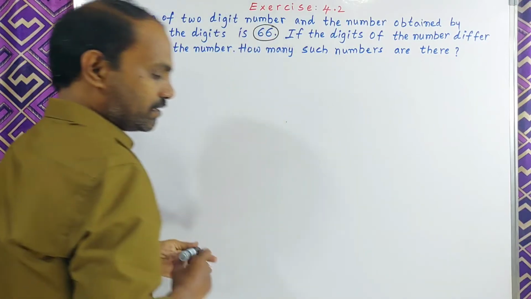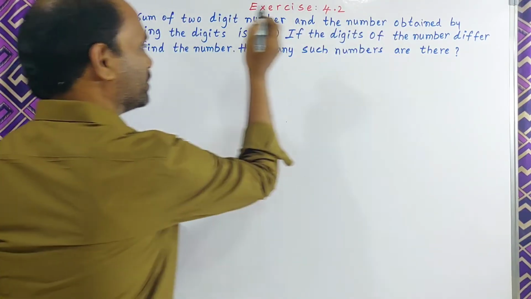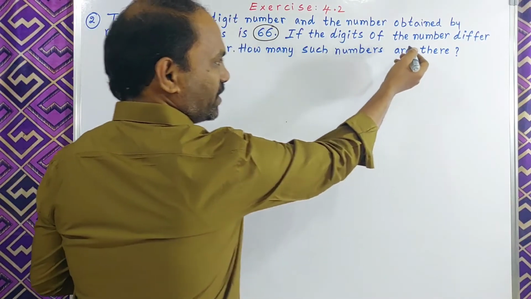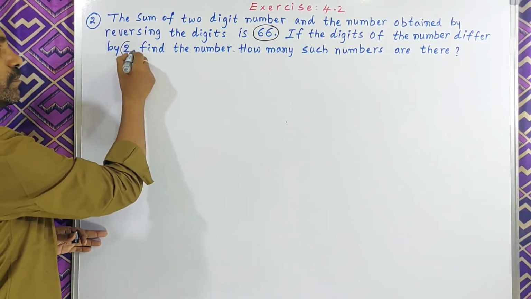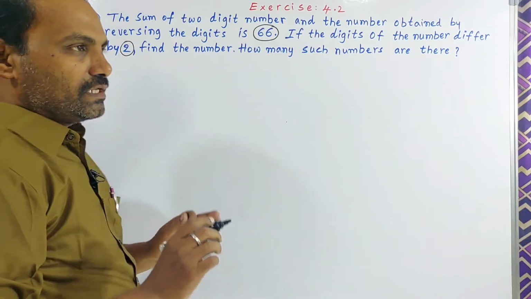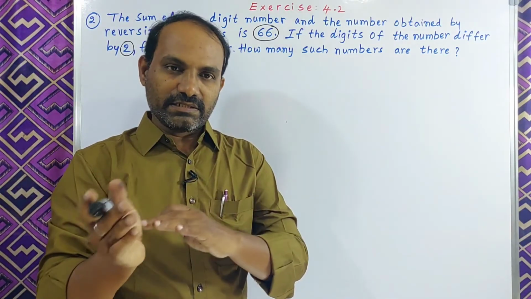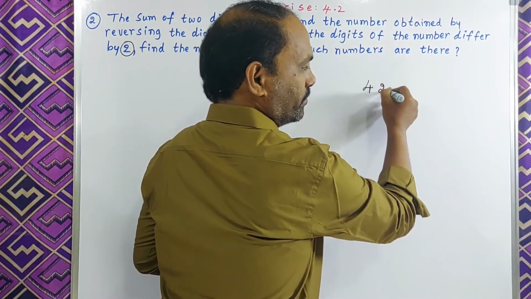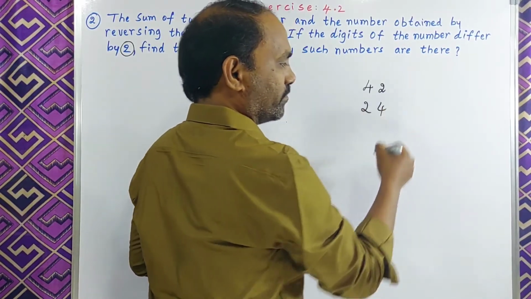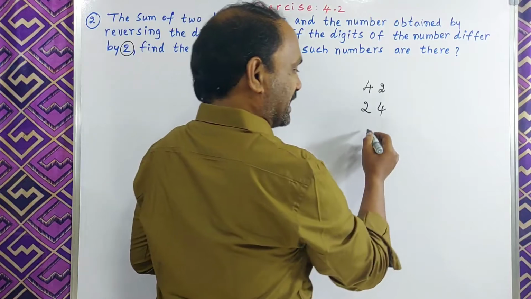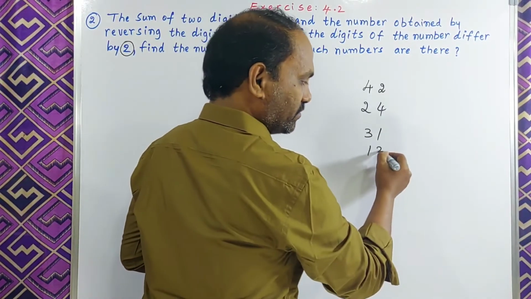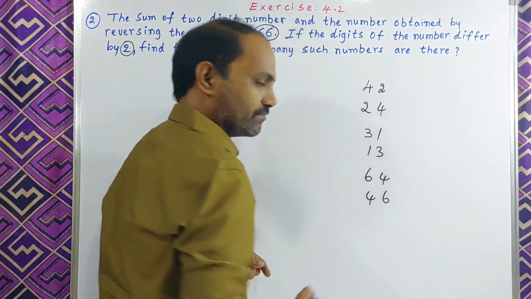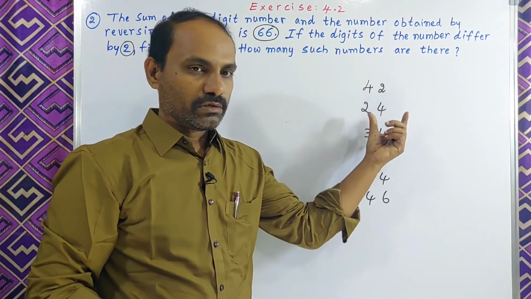Okay, a number and the number obtained by reversing the digits, the sum is 66. If the digits of the number differ by 2, it means the units digit and tens digit, or tens digit and units digit, differ by 2. For example, 42 or 24, and 31 or 13, 64 or 46. All of them differ by 2.